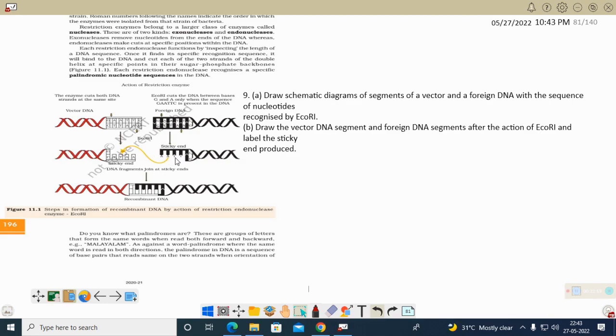After the action of EcoRI, you have to draw this one, and label the sticky ends produced. So this much only they have asked. The sticky ends which are produced are this one. This is the sticky end, this is the sticky end. This much only they have asked; the third one they have not asked. So this will carry 1.5 marks, and this also will carry 1.5 marks, like that.